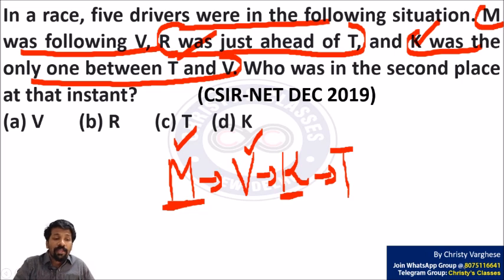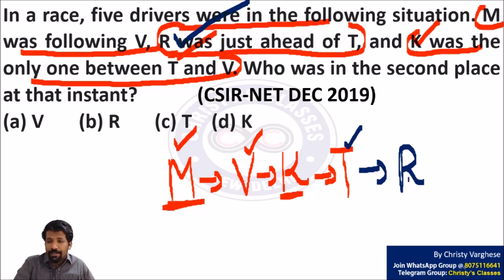Now if you read the previous sentence, it will make more sense. R was just ahead of T. T is here, R is just ahead of T. In the race, ahead of T means here. I am just thinking in left to right order.